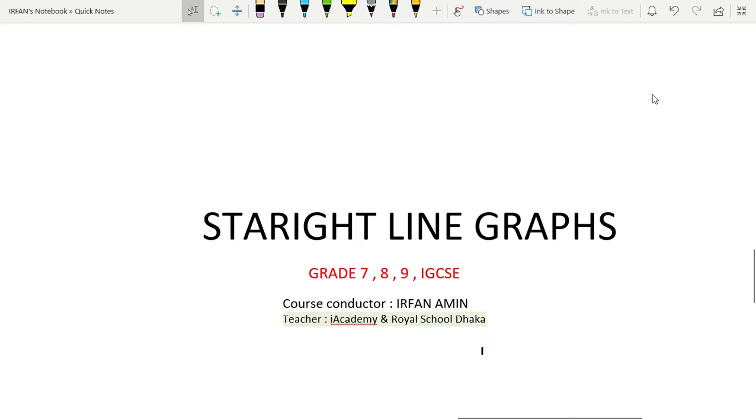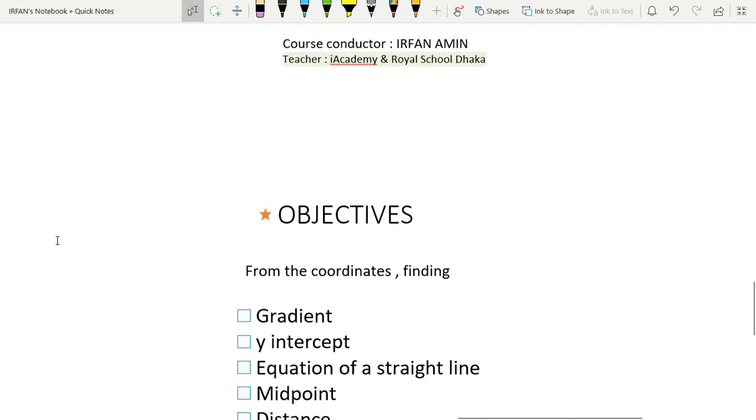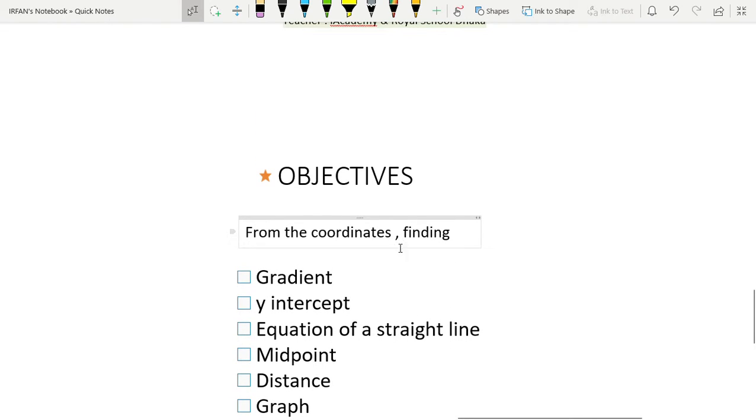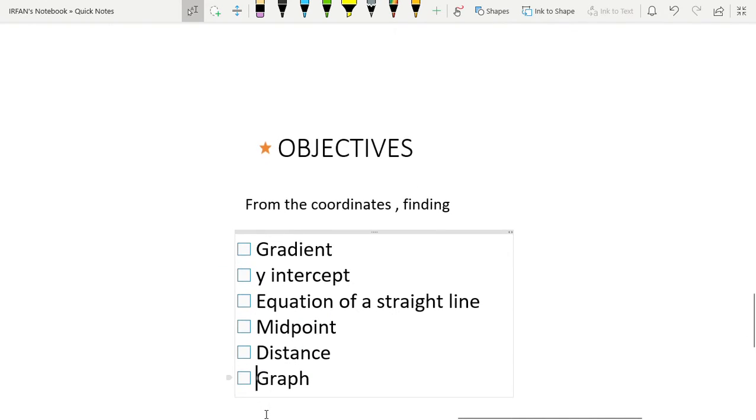For today's tutorial we are going to study straight line graphs. So what are our objectives? Our objectives will be, from the coordinates, finding gradient, y-intercept, equation of a straight line, midpoint, distance, and drawing the graph. Okay, that's good. After we have done all of this, we are going to check it. So make sure that you check these boxes after you complete this tutorial.